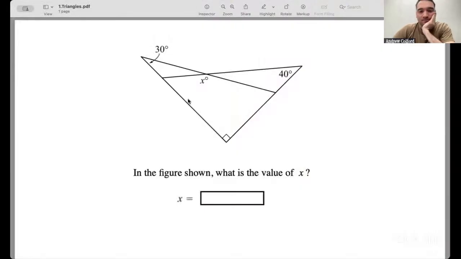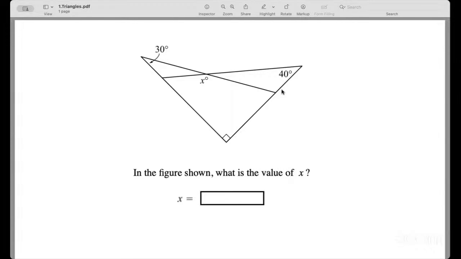All right, so in the figure shown, what is the value of x? Everyone asks about this question. It's a very popular question to ask about. So RH, geometry has a lot of rules. Seat of your pants, what rule about triangles might come into play here?